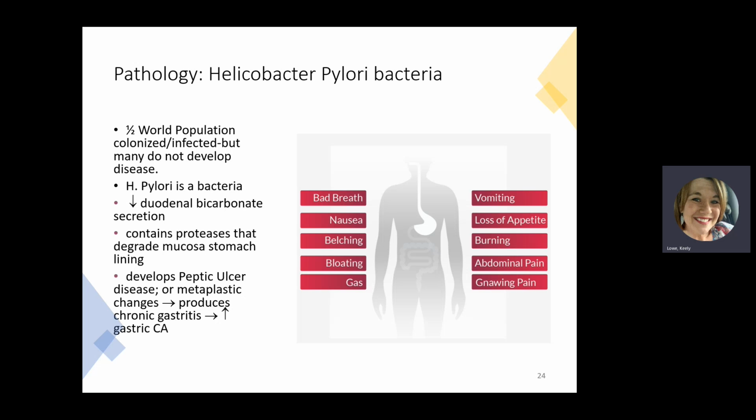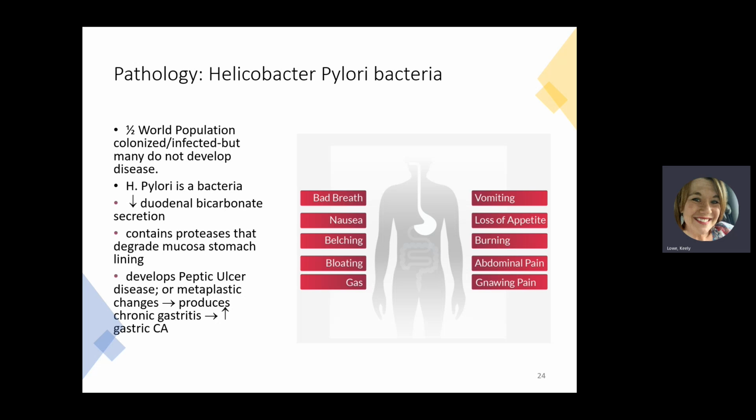What it does is it decreases duodenal bicarbonate secretion. So it prevents that neutralization of acid leaving the stomach to the small intestine. We can have problems with that pyloric sphincter that goes from the stomach to the small intestine becoming irritated and inflamed, and also the duodenum becoming irritated and inflamed. It contains proteases that degrade the mucosa. This bacteria makes these proteases, and those are digestive enzymes. And so they break down the stomach lining.